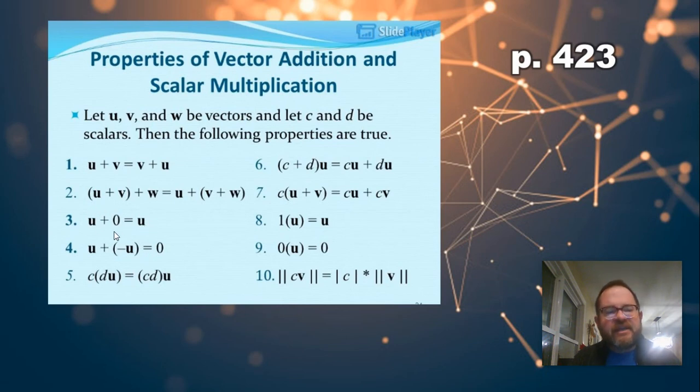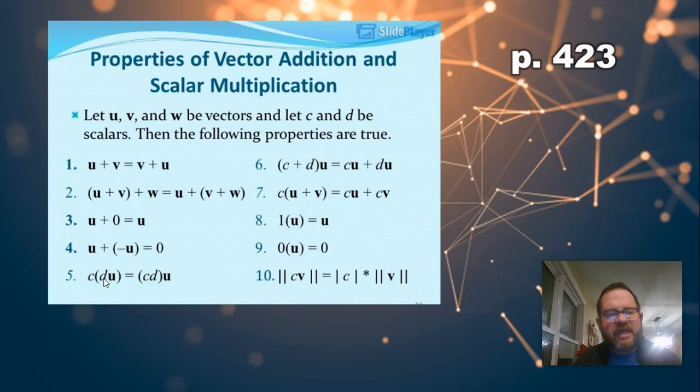This is the additive identity property. If you have a vector U, you add 0 to it, you get the same vector back. Again, you learned that for addition 10 years ago in your education. This is like U minus U is equal to 0. Okay, again, that's not a huge surprise.